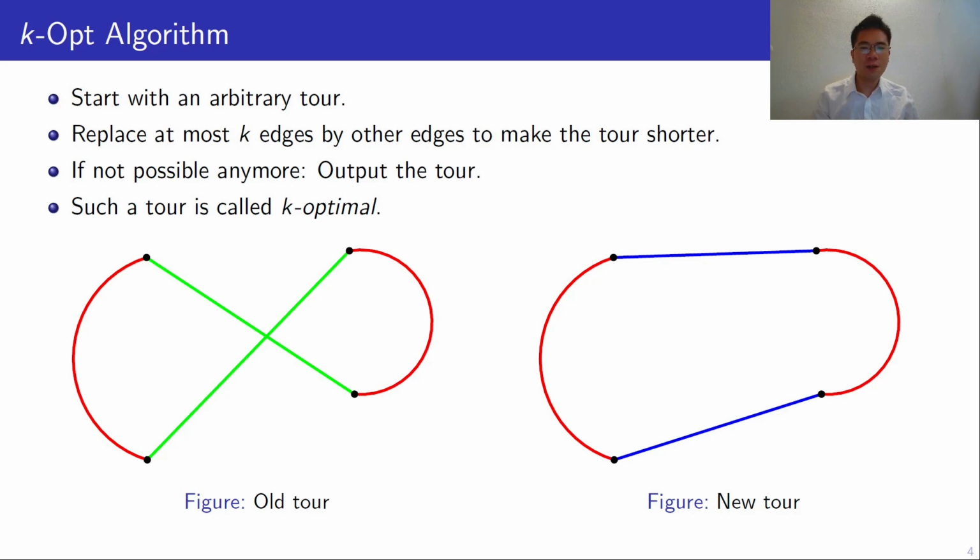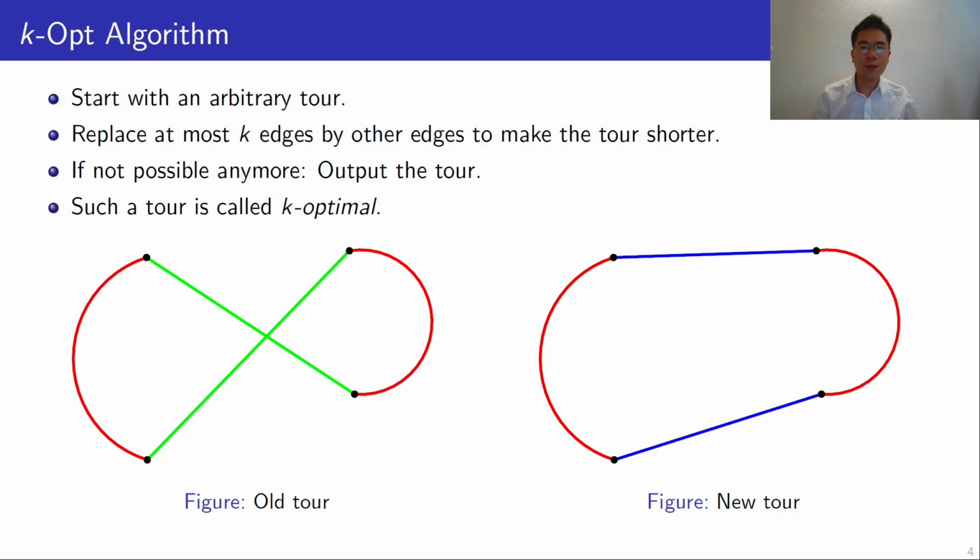In the left figure, you can see an example of a tour consisting of the green edges and the red edges. The algorithm can now replace the two green edges by the blue edges to get the new tour shown in the right figure, which is shorter than the previous one.